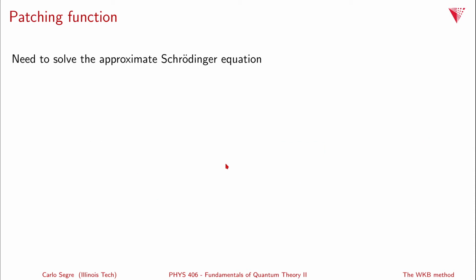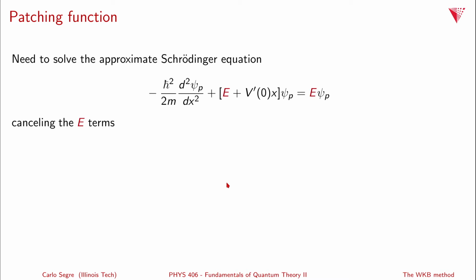So that means if we're linearizing the potential, we need to solve the approximate Schrödinger equation that looks like this. Minus h bar squared over 2m d squared psi p by dx squared plus the potential, which is E plus V prime at 0 x, that's the derivative of the potential at x, times psi p is equal to E times psi p. We can now cancel the two E terms because they're identical.